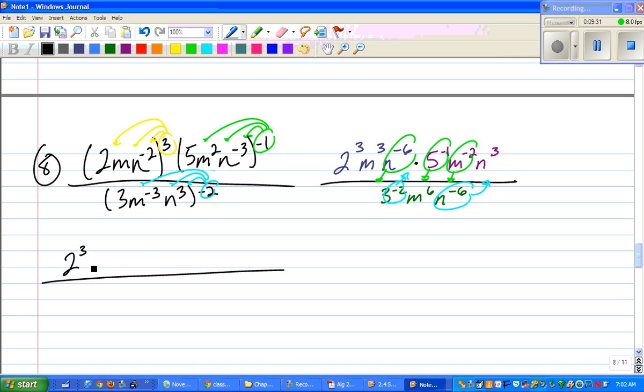So 2 cubed stayed up top, m to the 3rd stayed up top, n to the 3rd stayed up top, and then 3 squared came up top, and n to the 6th. These were the 2 guys that moved. It's not letting me select that. That's weird. So, and the 3 squared. Okay, on the bottom, m to the 6th stayed there. And then what came down was 5 to the 1st and m squared.